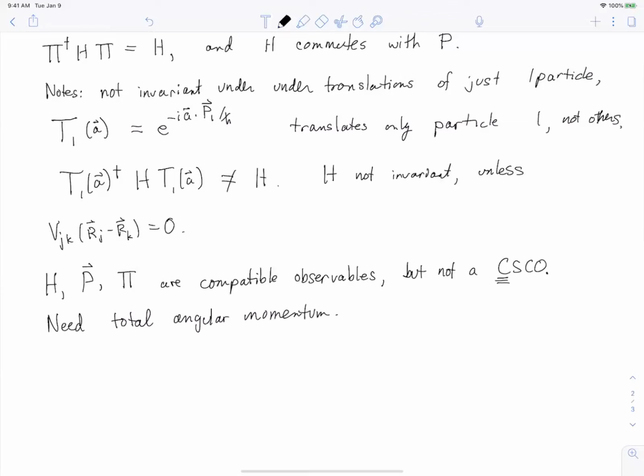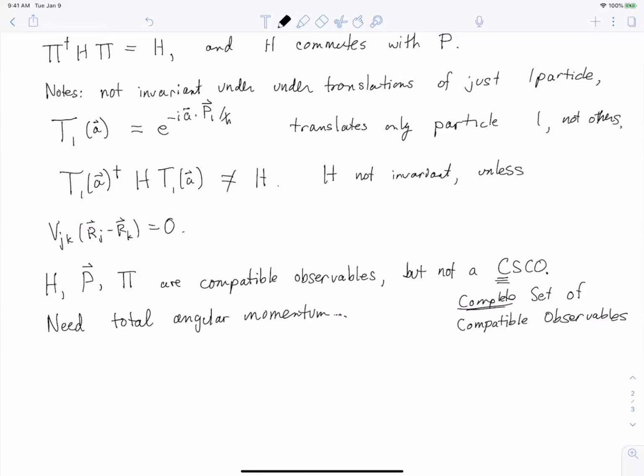Sorry, Professor, forgive my shortcoming. I forgot what CSCO stands for. CSCO is complete set of commuting or compatible observables. Commuting and compatible mean the same thing. And so the complete is what's not working here.